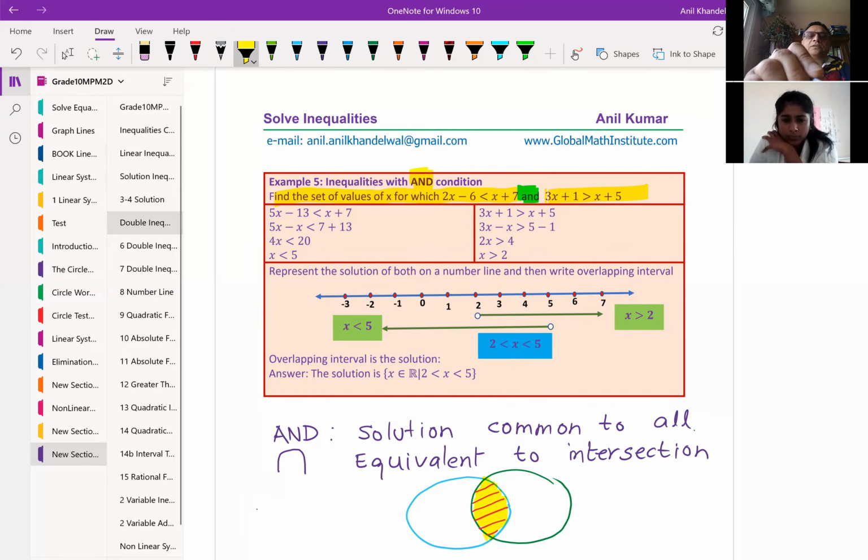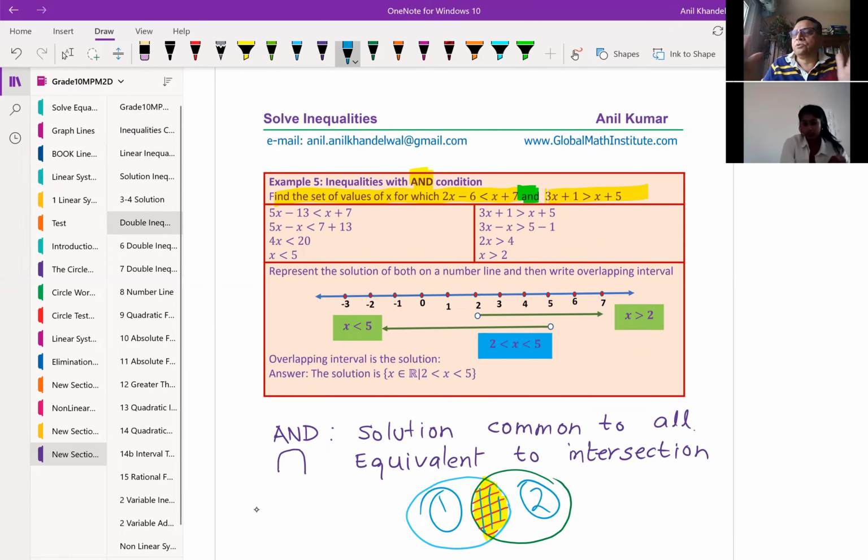We have one part of the solution here, and this is the second part of the solution. We have to only look for the one which is common to both. Then both are true. That is the AND condition, overlapping. Correct? So we solve these inequalities separately.